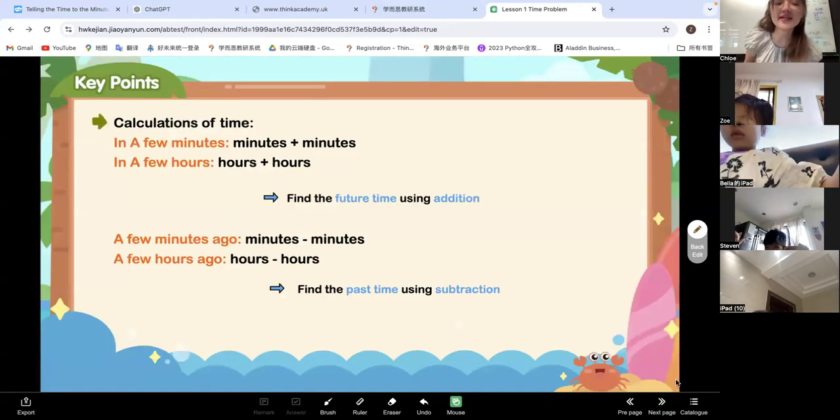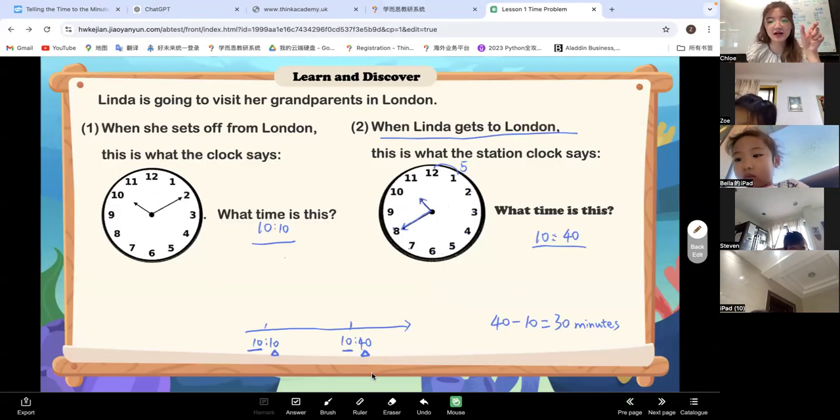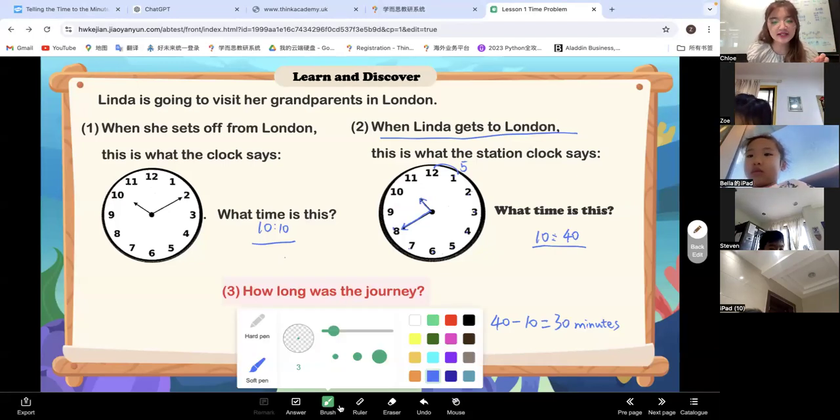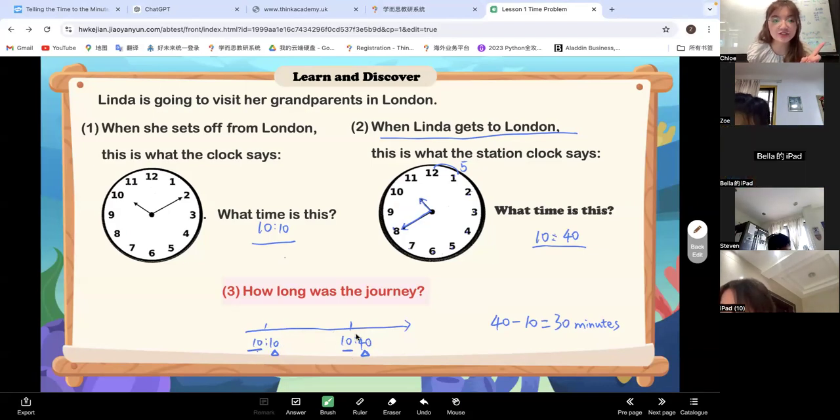Now, let's take a look here. So we can do a little review. How can we do the calculation for time? If we want to calculate how long was the journey, then we will use the ending time to take away the starting time. How can we do the subtraction? If the hour doesn't change, then we don't need to do any calculation for the hour. However, if we see the minute had changed, then we will do calculation for minutes.